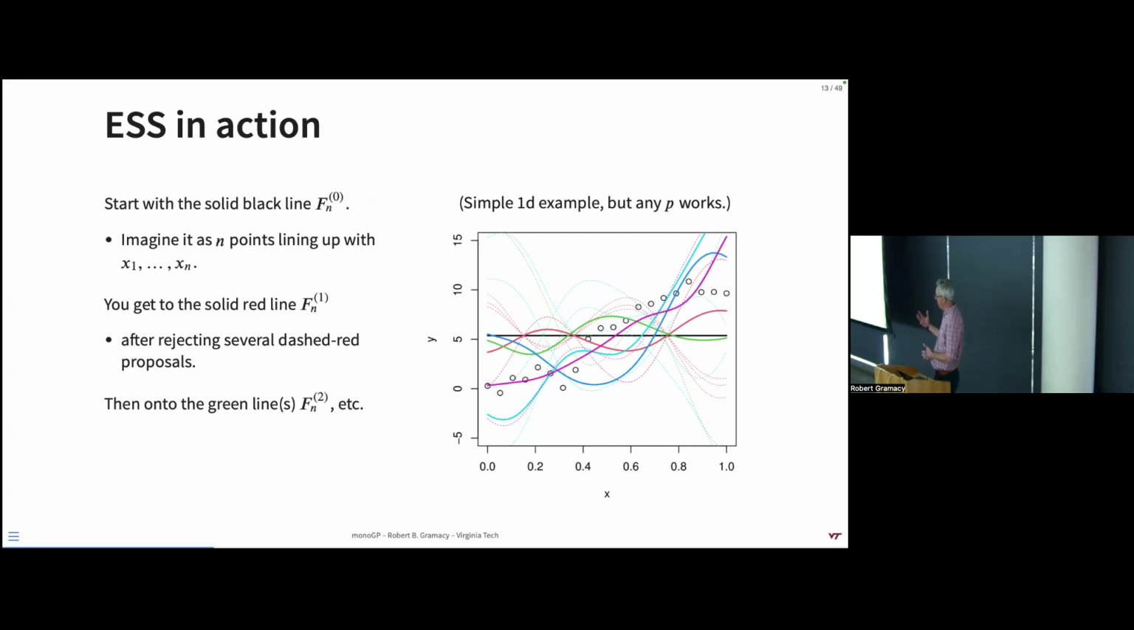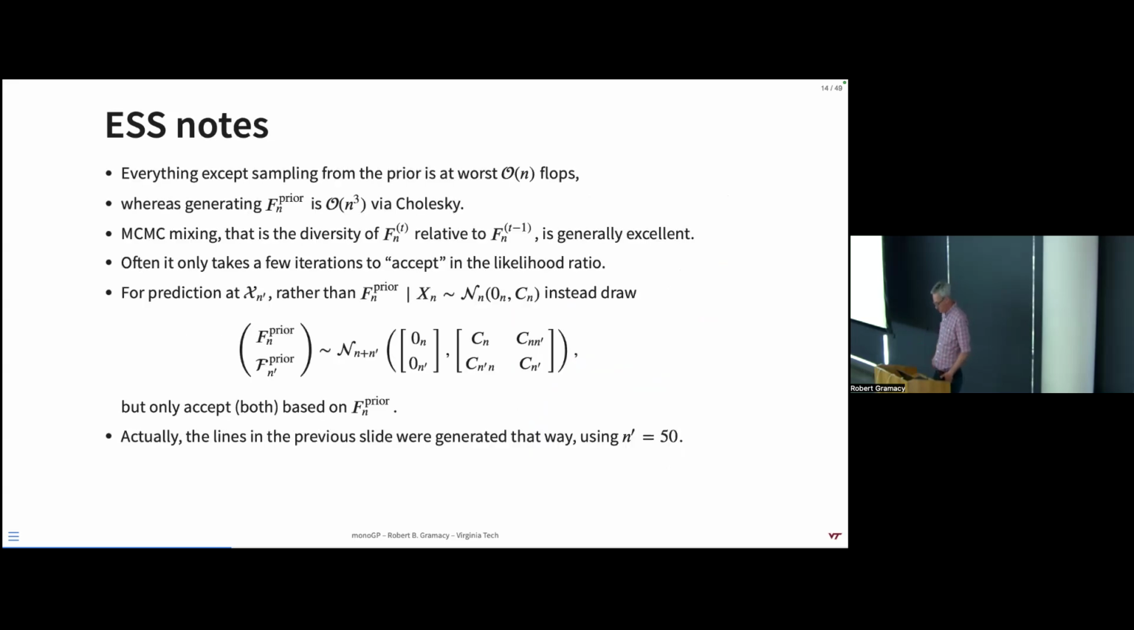This is a one-dimensional example, but the input dimension is not a factor, at least not for the technical details of the algorithm. For its implementation, it could make things more complicated. So everything except sampling from the prior is at worst order n. Generating from the prior, if it's a dense covariance matrix, which it would be given the one I gave, you'd have to do a cubic calculation, usually by Cholesky.